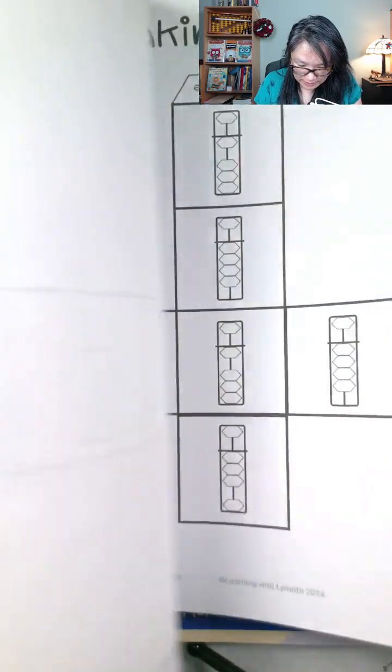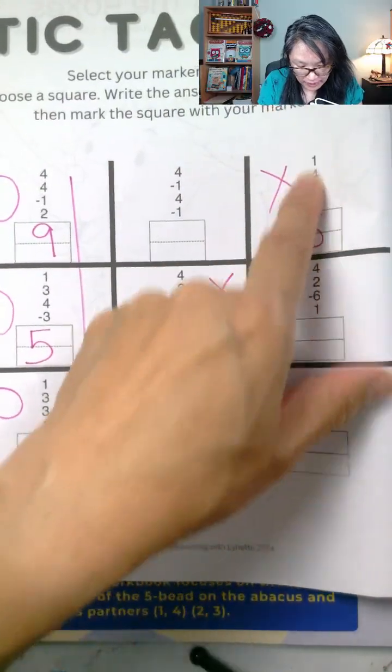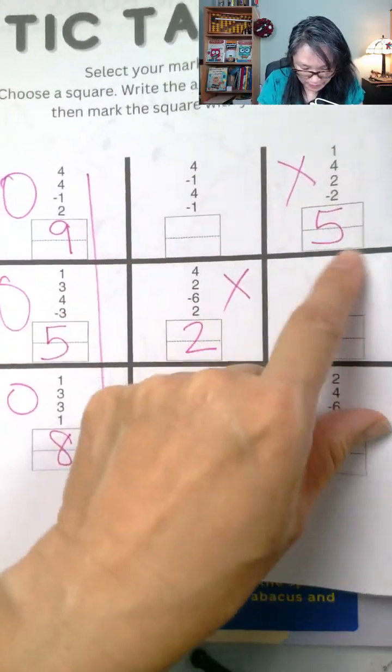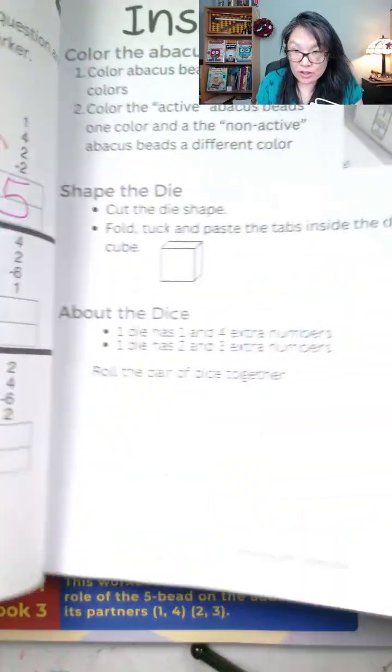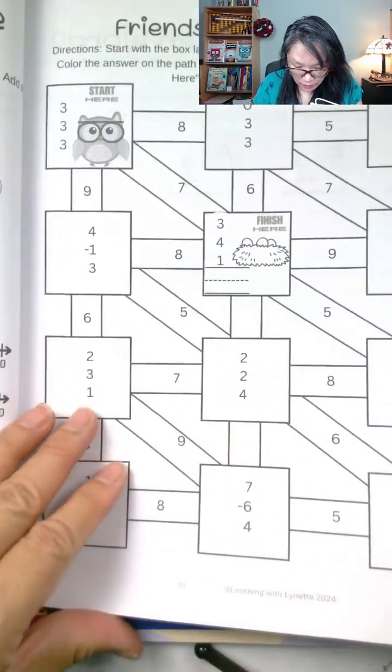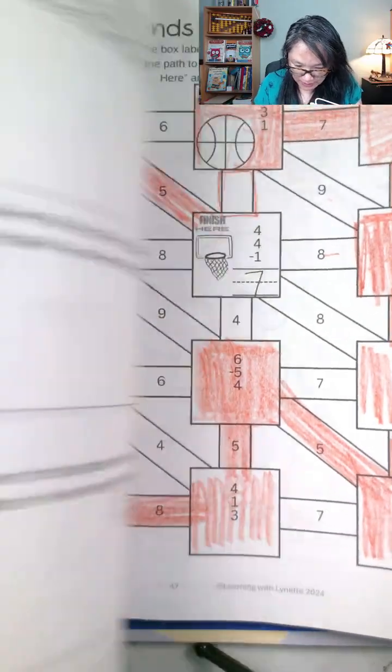Then I have a tic-tac-toe. The idea of tic-tac-toe is to answer the question, place your marker, and see if you win. Yeah. So this is my book. And if you're ever wondering, the answers are in the back, just in case I didn't explain anything well. So hopefully you can get the answers from there. But that's what this book is.